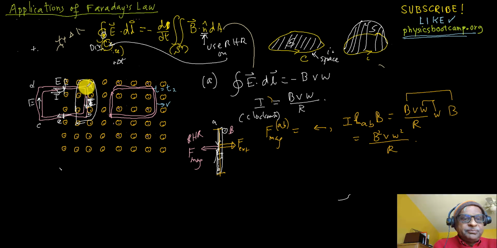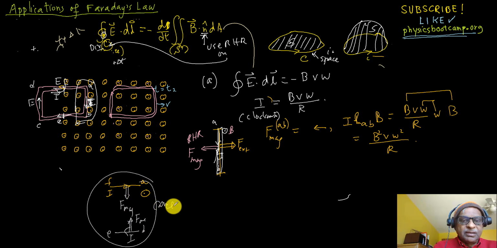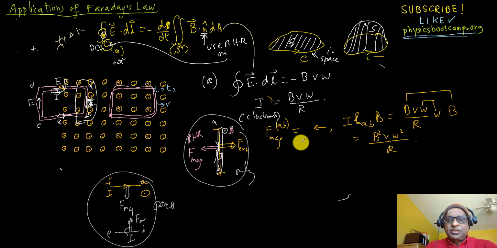How about A to F? For A to F, the current is this way, the magnetic field is that way, so the magnetic force will be that way. And if I look at B to E, the current is that way and the magnetic force is that way, and they cancel. So this is the only magnetic force I need to balance.